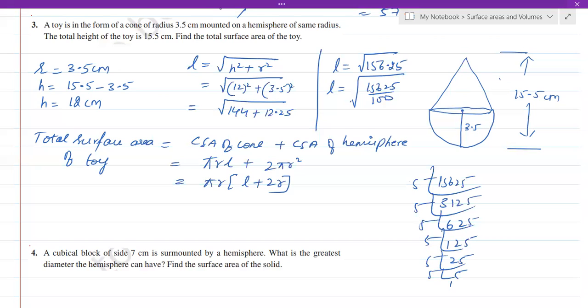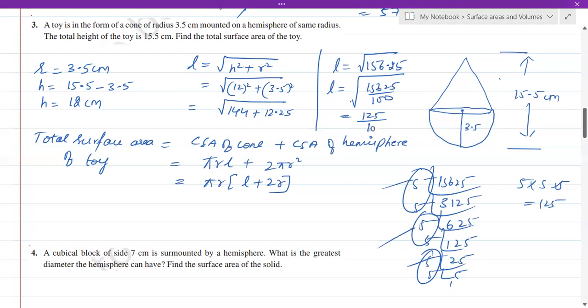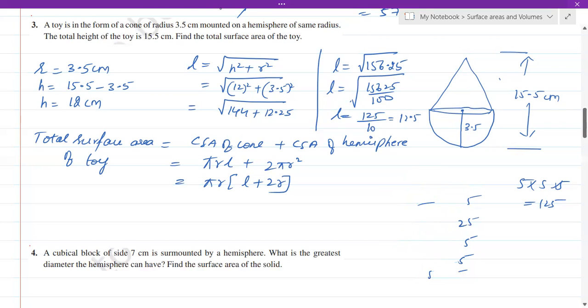Now start making pairs. This is a pair, this is a pair, and this is a pair. From each pair, we have to take one number. So 5, 5, 5. From this pair 1, from this pair 1, from this pair 1. And multiply all those numbers. 5 into 5 into 5 is 125. So therefore, square root of 15625 is 125. In the denominator, it is square root of 100, which is 10. So 125 by 10 is 12.5. So that will be the value of L. So we have to find the square root using prime factorization method.